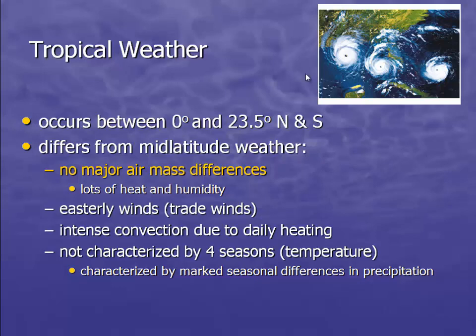We always have a lot of incoming solar energy, and the seasons are instead marked not by temperature but by differences in precipitation. So in the tropical regions, it's not spring, summer, winter, fall. In the tropical regions, it's the rainy season and the dry season. Typically, we don't see large differences in temperature, but we do see differences in precipitation, depending on the movement of the ITCZ, the Intertropical Convergence Zone.